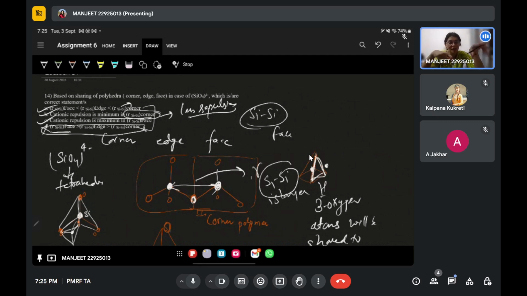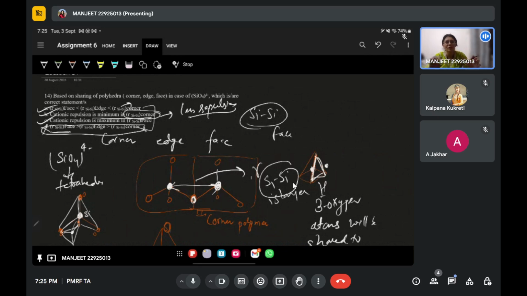Now there is another case, where only these two oxygen atoms are free. So there is a particular arrangement for this one also. If we talk about the face, if one face of the polyhedra is fixed and the other is also sharing the same face, then there is only one possibility of this polyhedra.